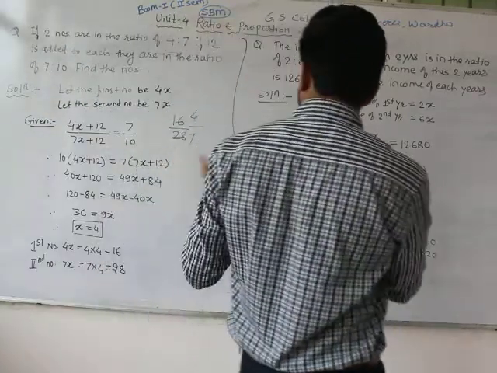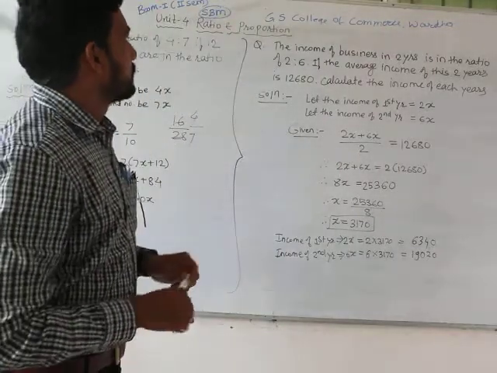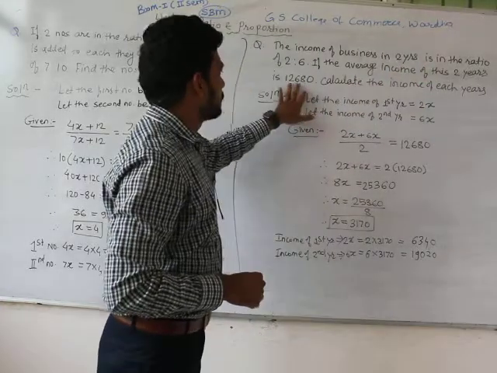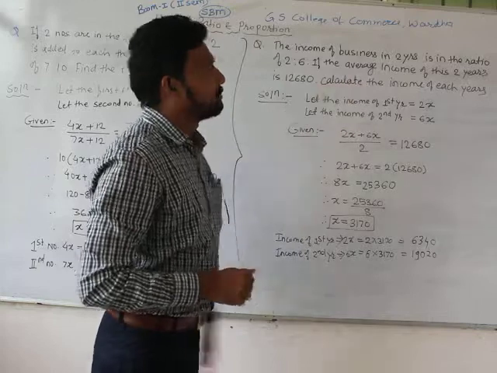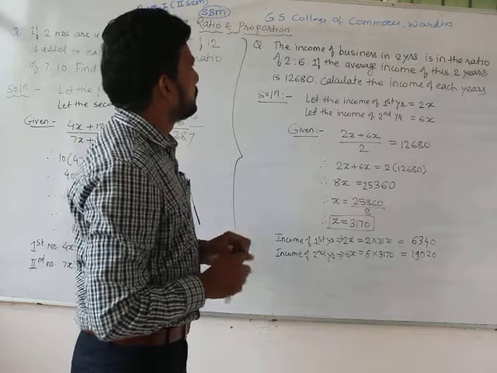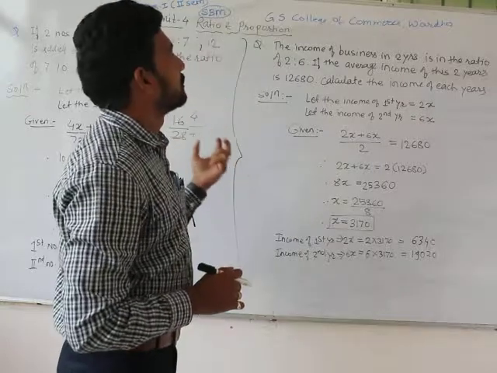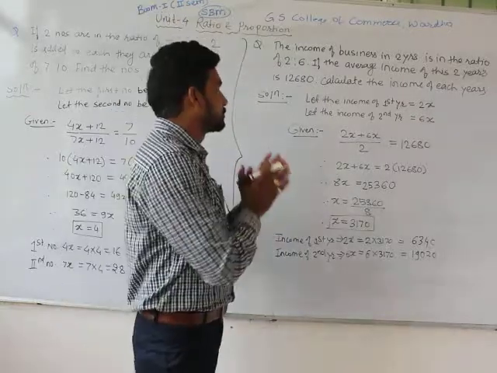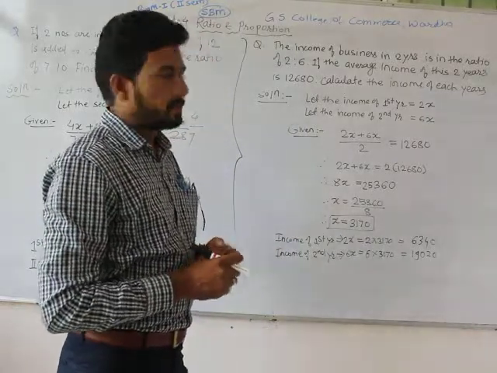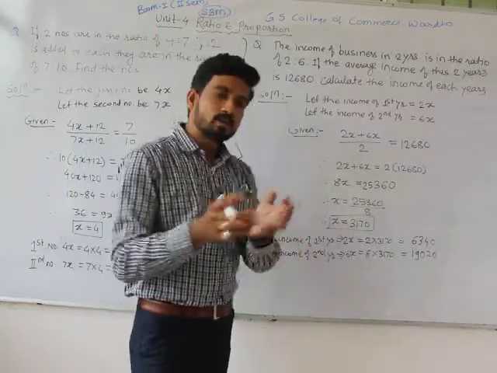The second problem is of the same type but has different calculations and different logic. First we will read the problem. The income of a business in 2 years is in the ratio of 2:6. If the average income of these 2 years is 12,680, calculate the income of each year. So first we will see what the problem is. The income of the business in 2 years, the ratio is 2:6. The average income of 2 years is 12,680. We have to find out the income of each year, first year and second year.